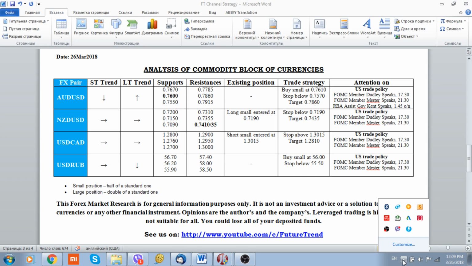And finally, the commodity block of currencies, where we still expect such currencies as the Australian dollar, New Zealand, and Canada should continue their current upside consolidation, upside correction, initiated, of course, on the current subsiding of protectionist policies conducted by the United States.